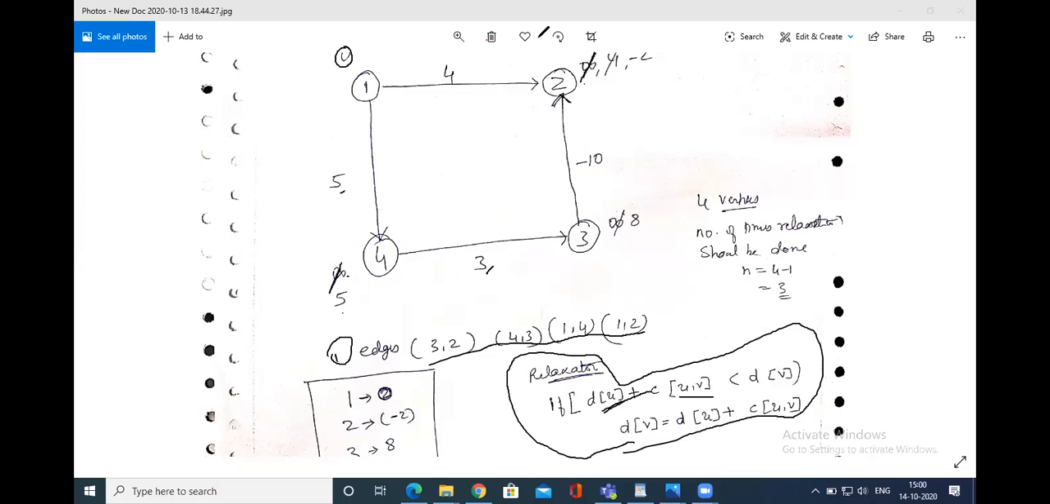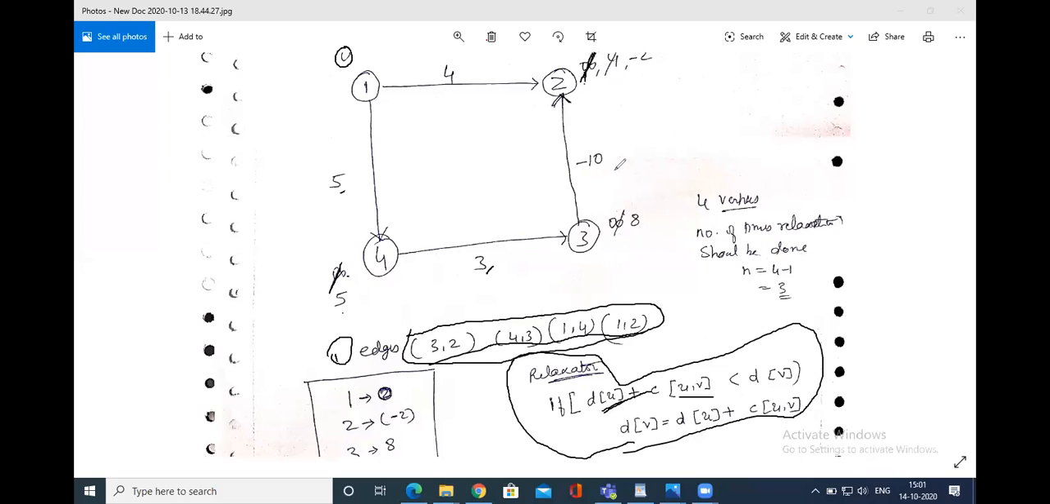Hope you are able to understand. Again, the second relaxation has to be done on all these edge lists. Let me go to the second relaxation. Again, I'll start with the first edge list, 3, 2. In between 3, 2, what do we have? Remember, between 3 and 2, here we have infinity. Infinity, infinity, clear?